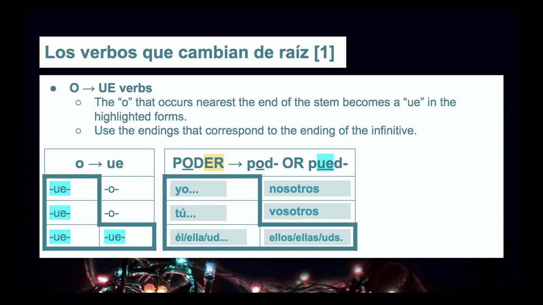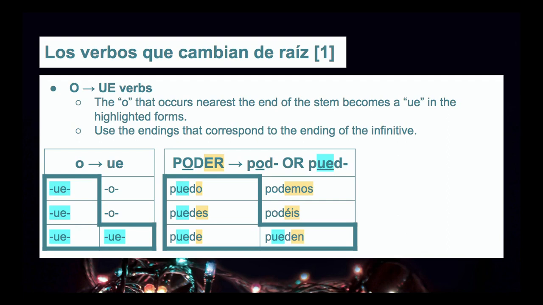Yo puedo, tú puedes, él puede, ella puede, usted puede. Nosotros podemos, vosotros podéis, ellos pueden, ellas pueden, ustedes pueden. Since poder is an ER verb, I used the regular ER endings: o, es, e, emos, éis, en.